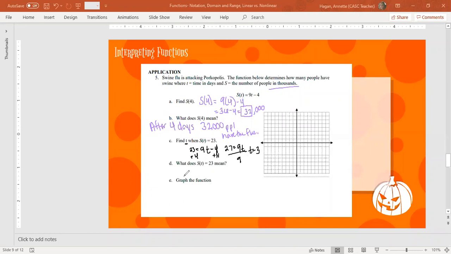So what does this mean? What does S of t equals 23 mean? It means after 3 days, 23,000 people have the flu.